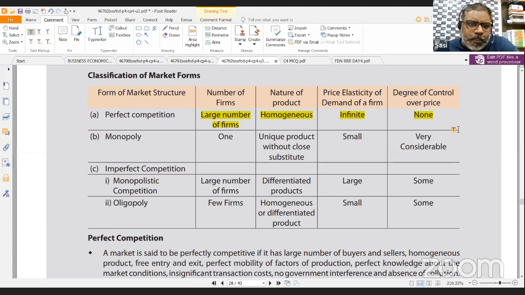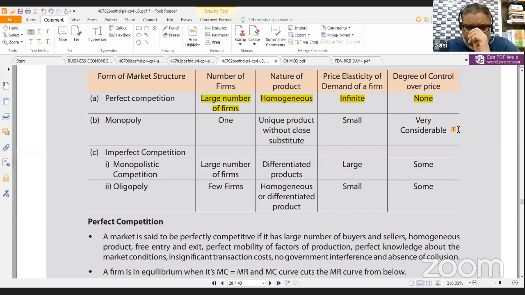Nothing will be there. So these are the features of perfect competition. Then coming to monopoly, the number of firms will be 1. Is it possible? Practically not possible. So only theoretically, in case of monopoly, only one firm will be operating. And the nature of product will be a unique product without any close substitute. There will not be any substitute in the near competition at all. Completely unique product. So there is nobody to offer the same product in the market. Like that it will be in case of monopoly.